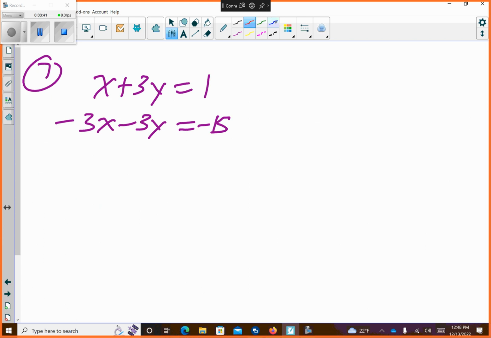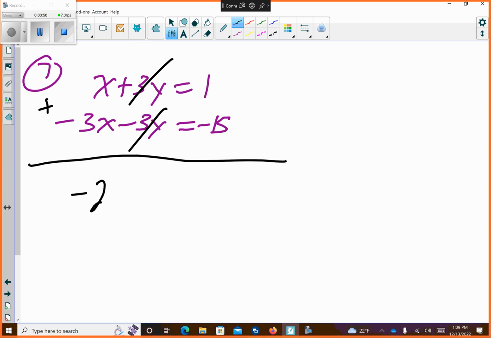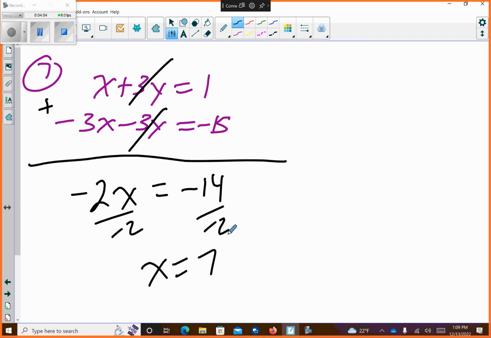All right, this one is totally set up for elimination. Okay, so taking a look at number 7, it looks like if we just add these up, what cancels off? Yeah, those y's, they're gone. So I get negative 2x equals 1 minus 15, negative 14. Divide each side by negative 2. So we find that x is equal to 7.